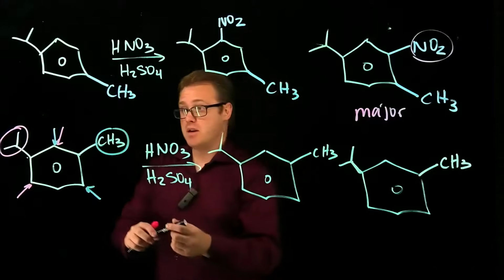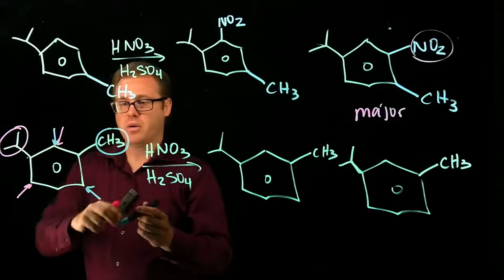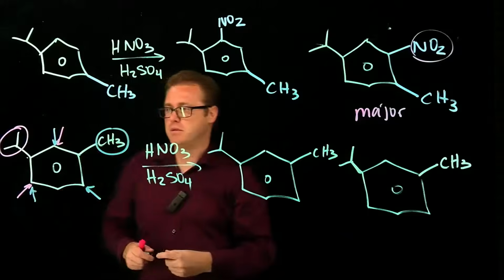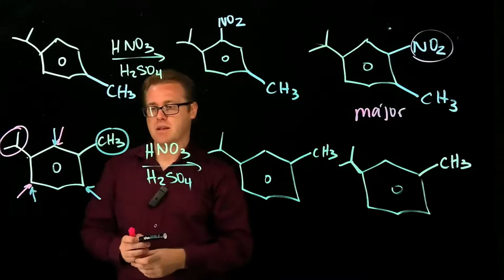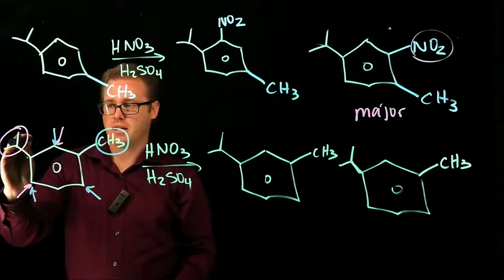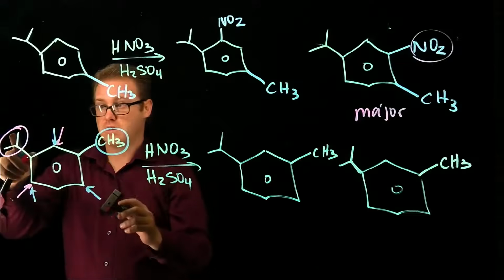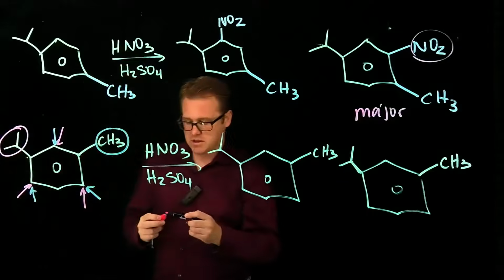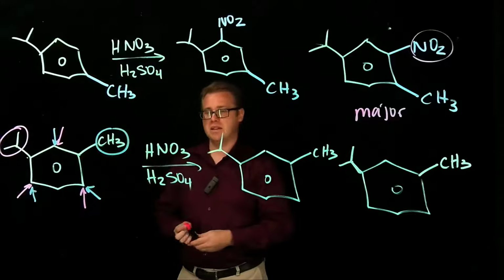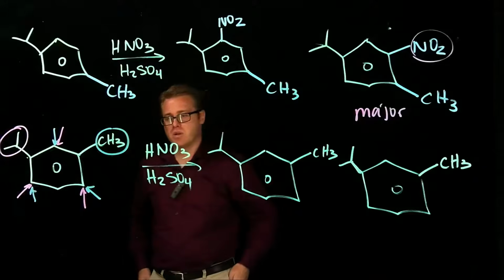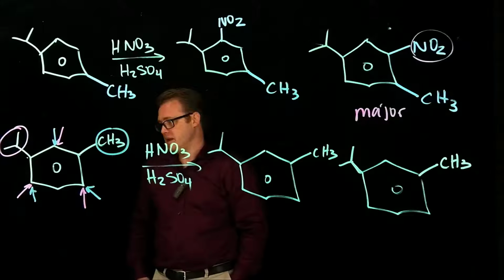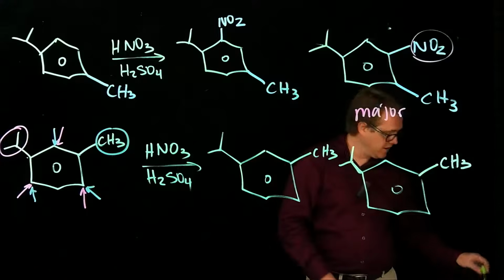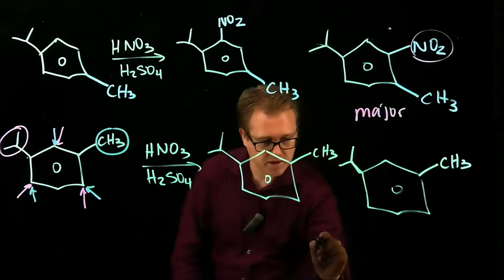Now the methyl group also has the option of going para, so it could go there as well. And then the propyl group could also direct it para. So we have all these possibilities of where the nitro group's going to go. So we could have a third option over here. So let's draw our third option here.